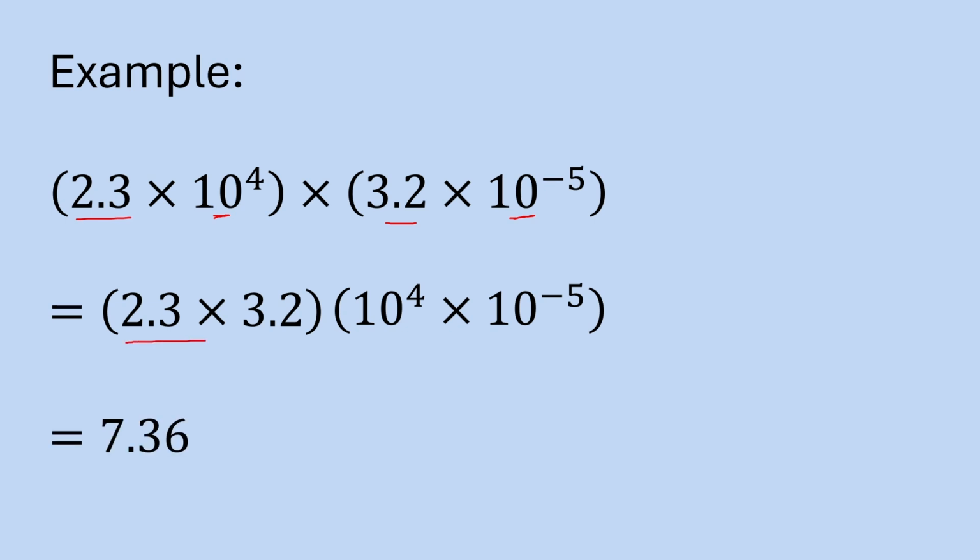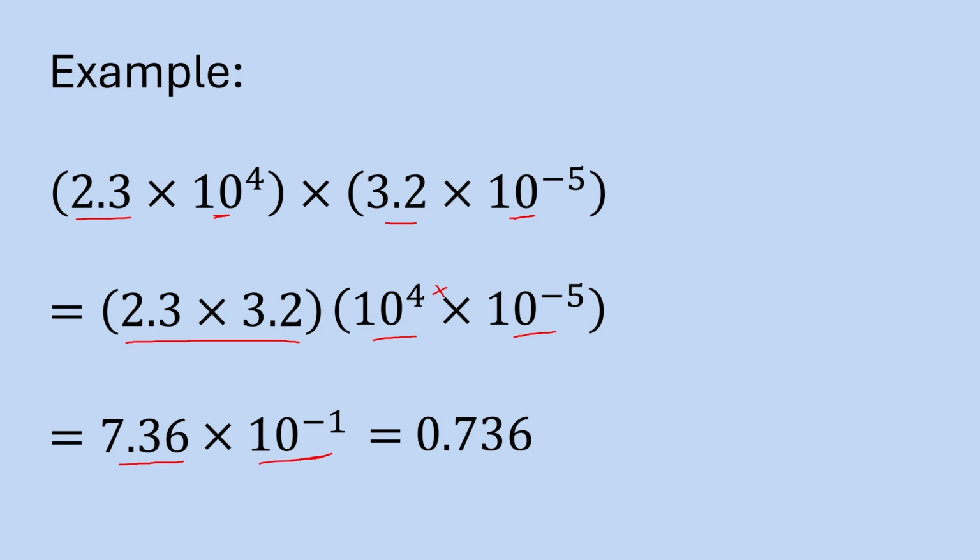Here 2.3 multiplied with 3.2 is equal to 7.36. Here 10⁴ multiplied with 10 to the power of negative 5. As per the exponent rule, 10 to the power of 4 plus negative 5. So the answer is 10 to the power of negative 1. We can also write this value like this, 0.736. 10 to the power of negative 1 means 1 divided by 10.